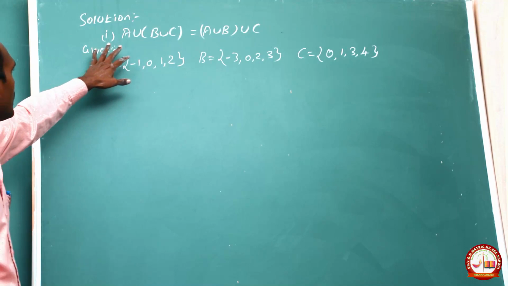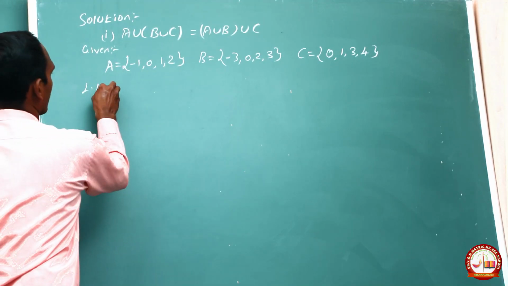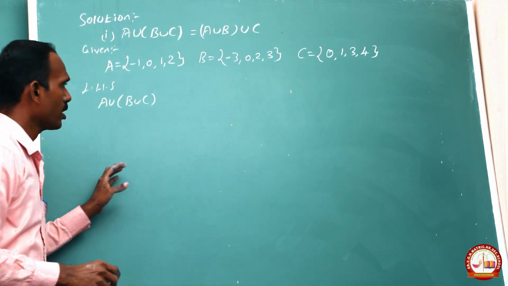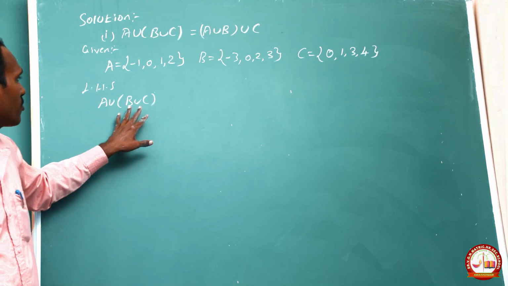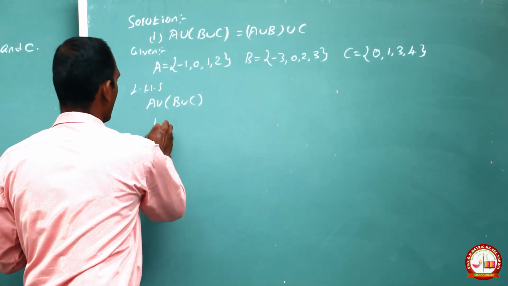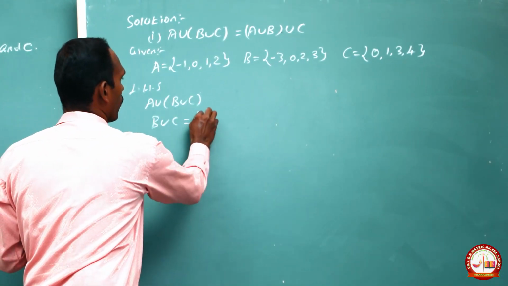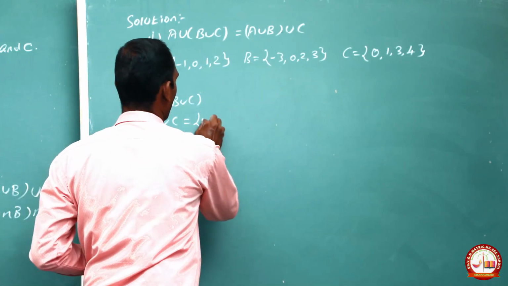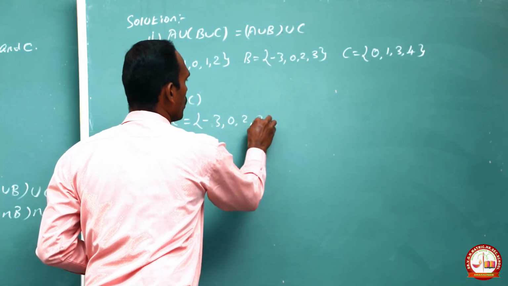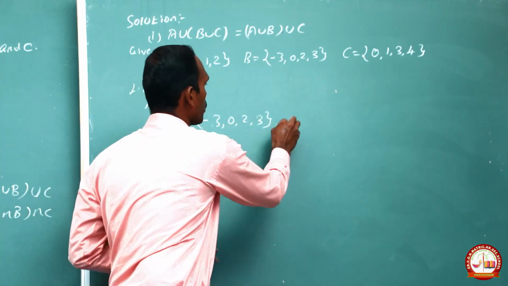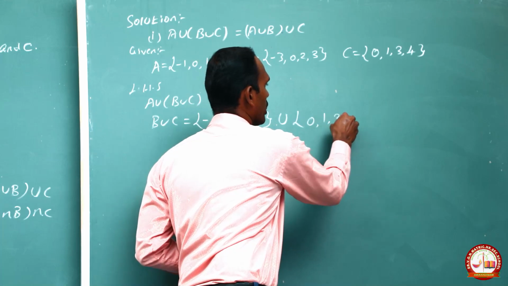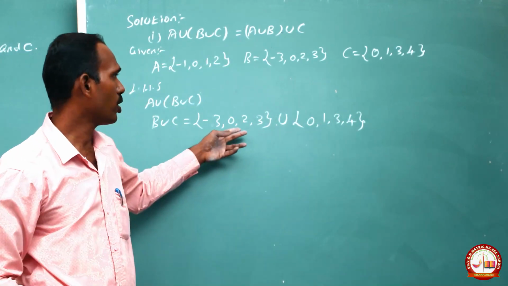Okay, so first we take the left hand side. So LHS: A union (B union C). In maths we solve within the bracket first. So we take the B union C. So B union C equal to, first we put the B set of elements -3, 0, 2, and then 3. Next you put the union symbol, then we write the C set of elements, so 0, 1, 3, 4. So we write the B union C.